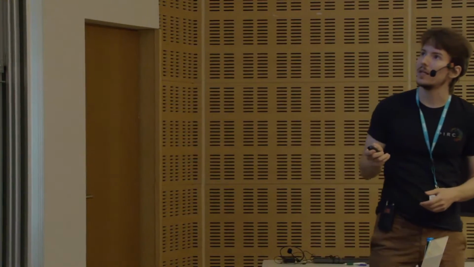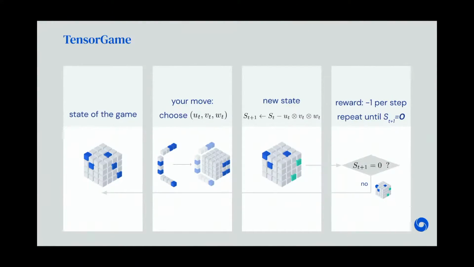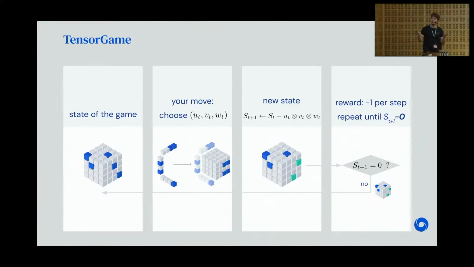So inside the game, let's go back a bit. At the beginning of the game, the tensor is always binary, but then the player will choose these three vectors, u, v, and w. Inside these vectors, you can have whatever you want. We use 0, 1, or -1. And then you form the outer product of these three vectors. So already this tensor might contain zeros, ones, and -1s. And then you subtract this tensor from this tensor.